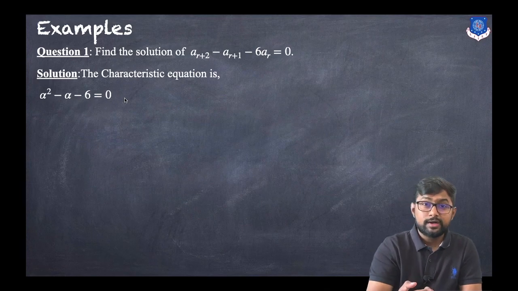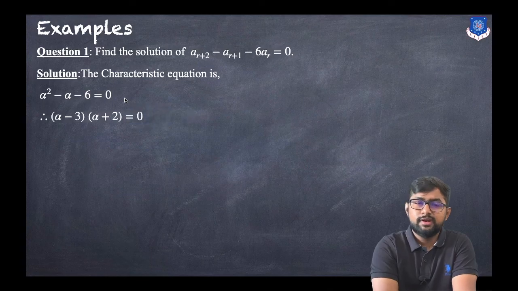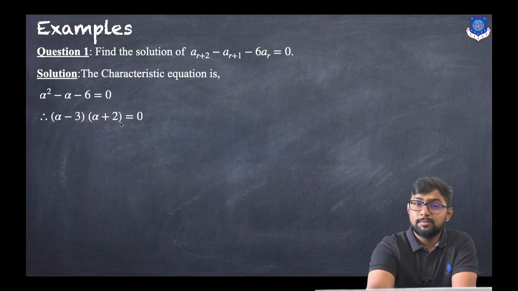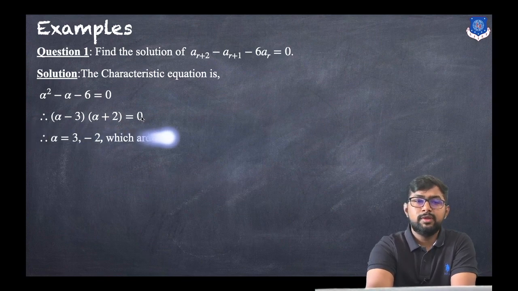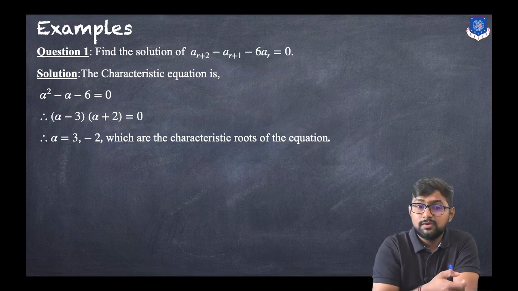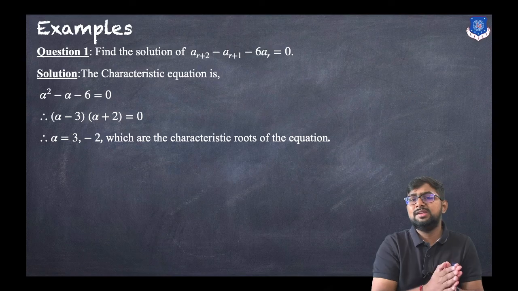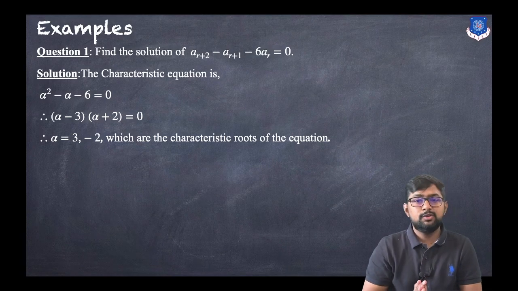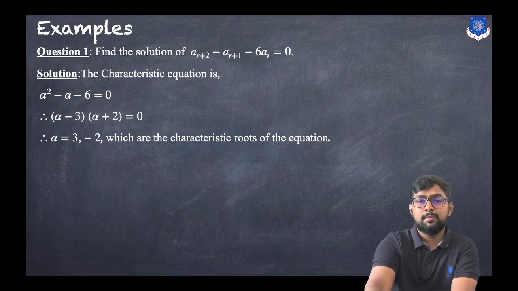Now it is a quadratic equation, so you can solve it very easily. So the factors will be (alpha minus 3) into (alpha plus 2) equals 0. So what will be alpha? So alpha will be either 3 or minus 2. Now you can see that 3 and minus 2 are different roots, and also they are the characteristic roots. So the first case will be applied.